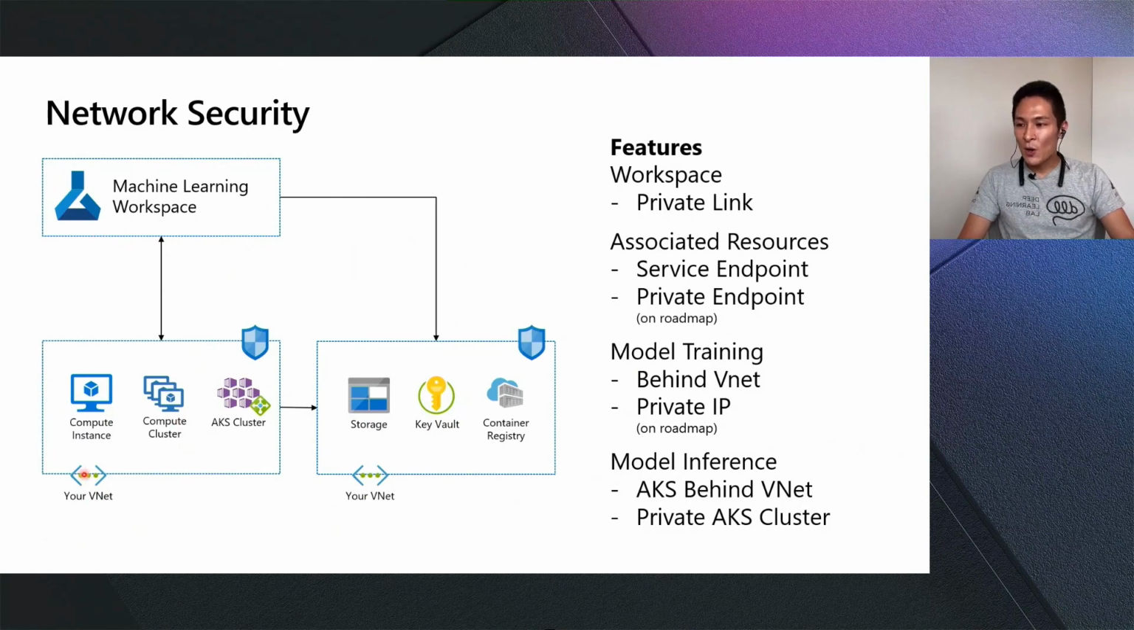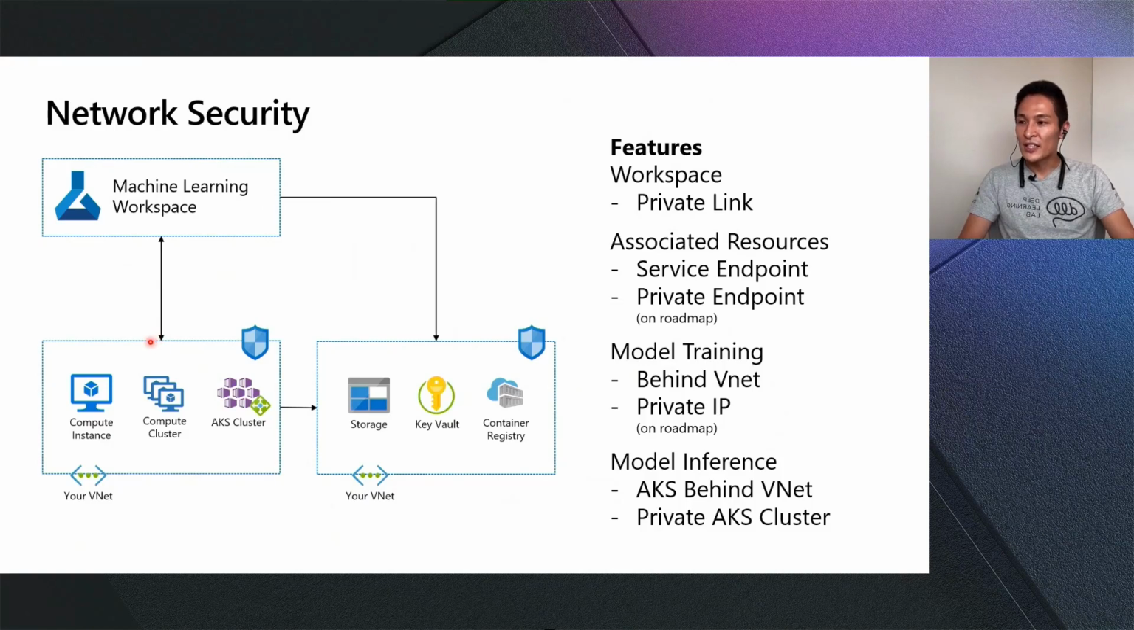And you also have compute resources inside your VNet or inside your subscription. And you also have associated resources such as storage, Key Vault, container registry. It is also inside your subscription. And so as a result, we have 3 communication paths. So let me explain one by one. So first communication is here.